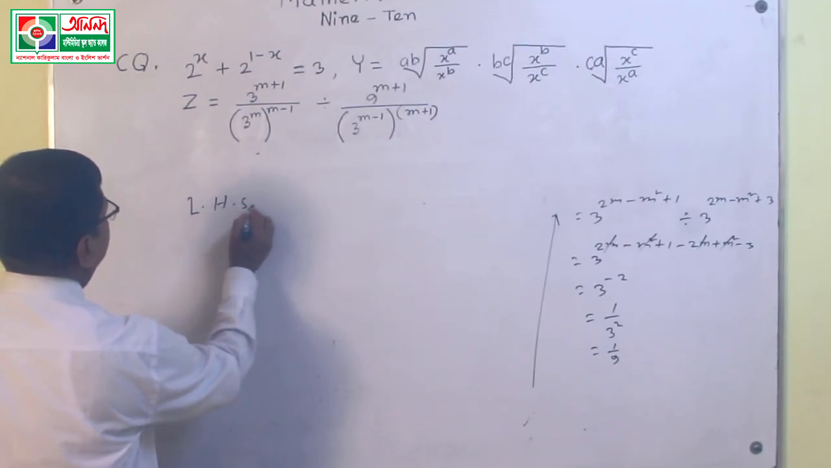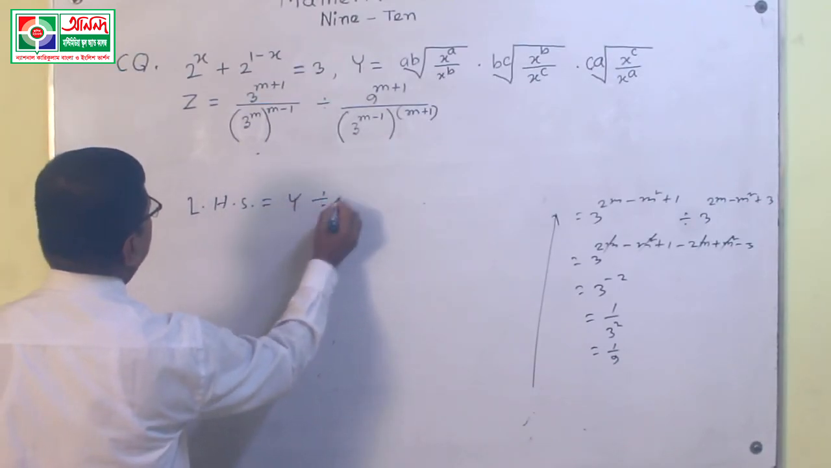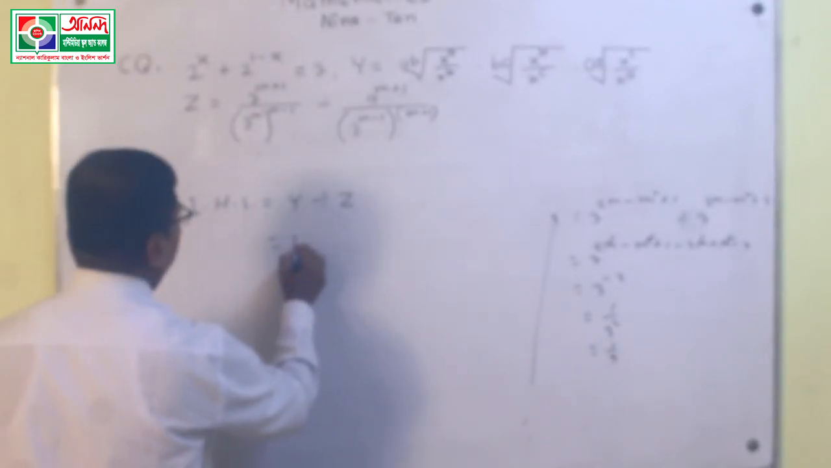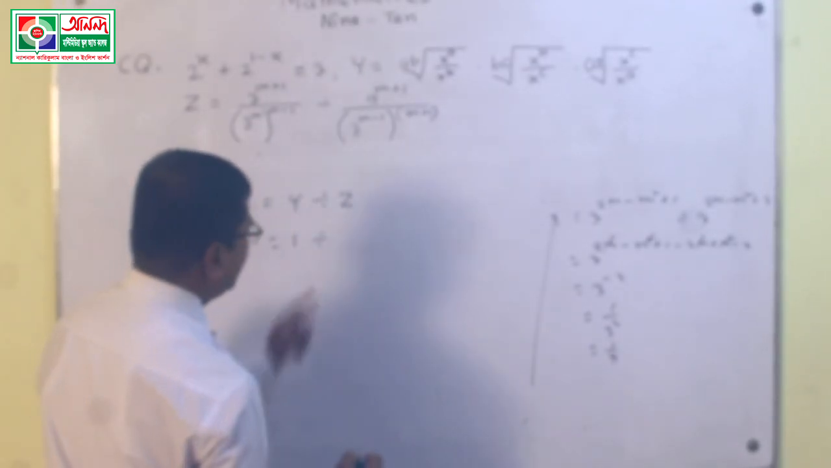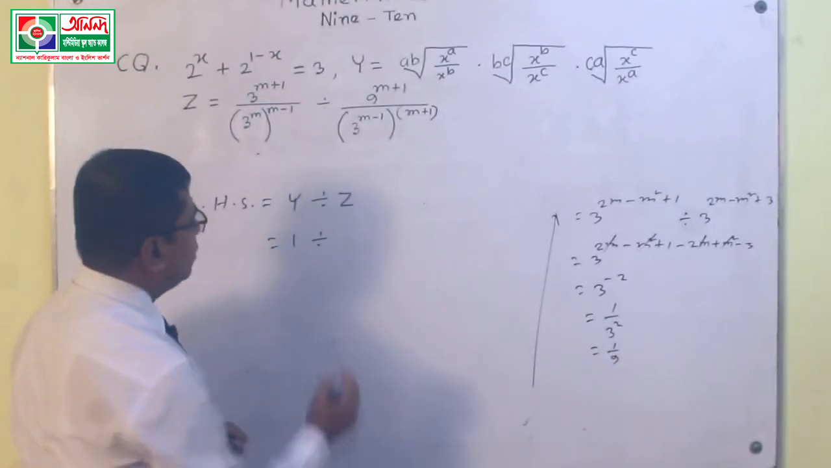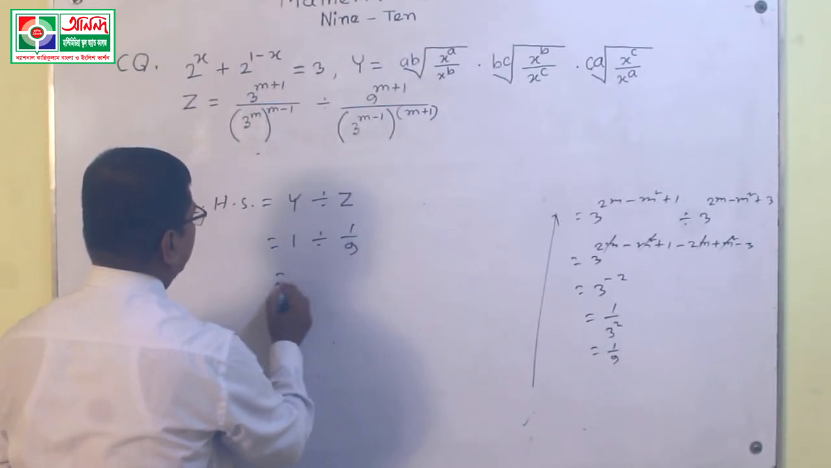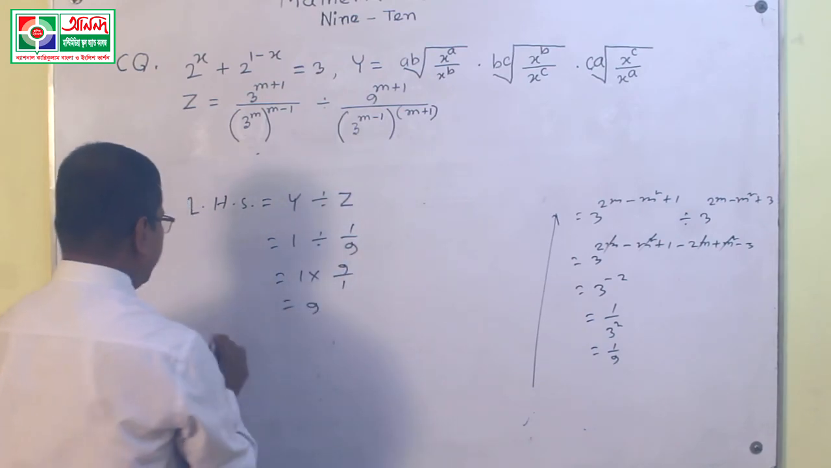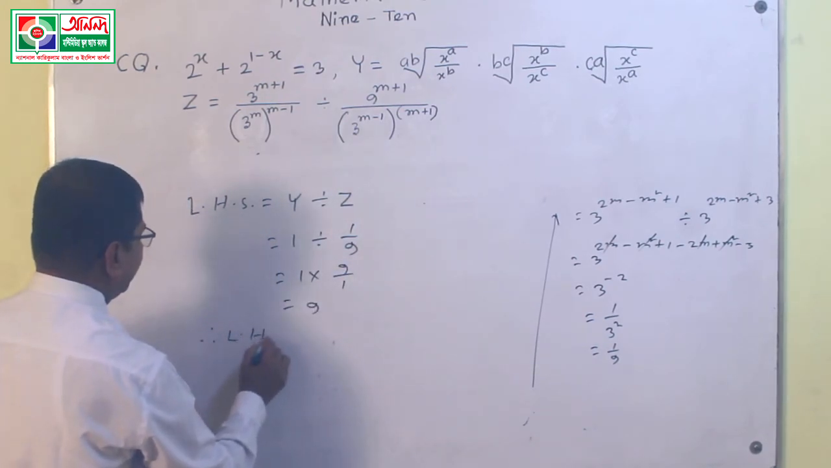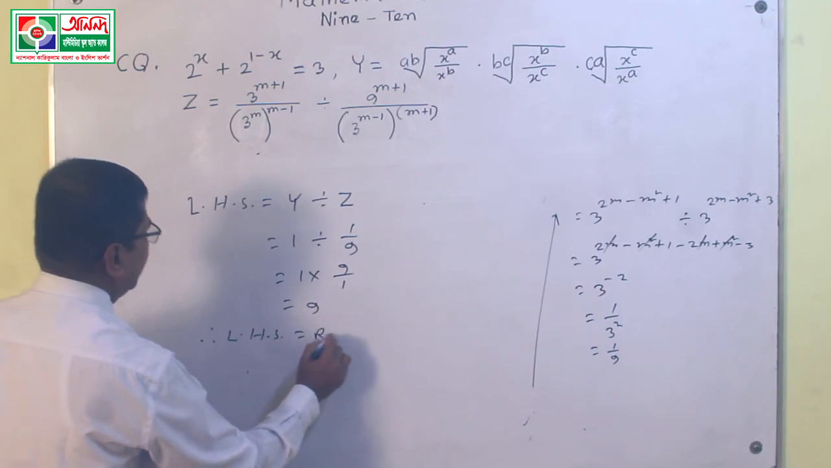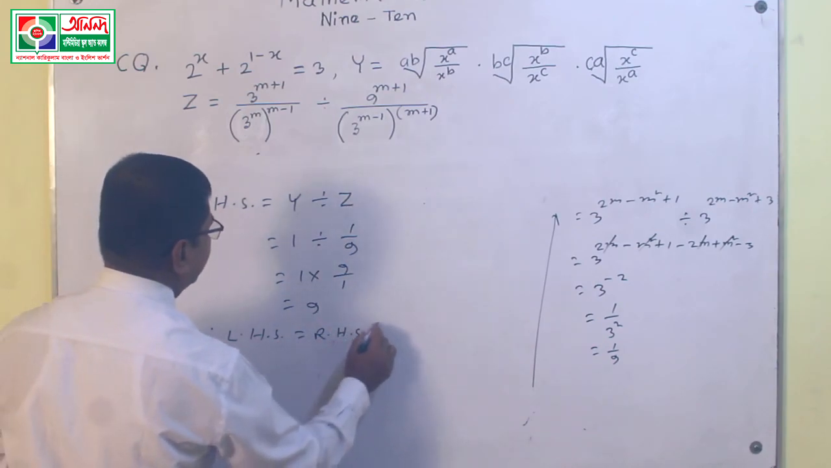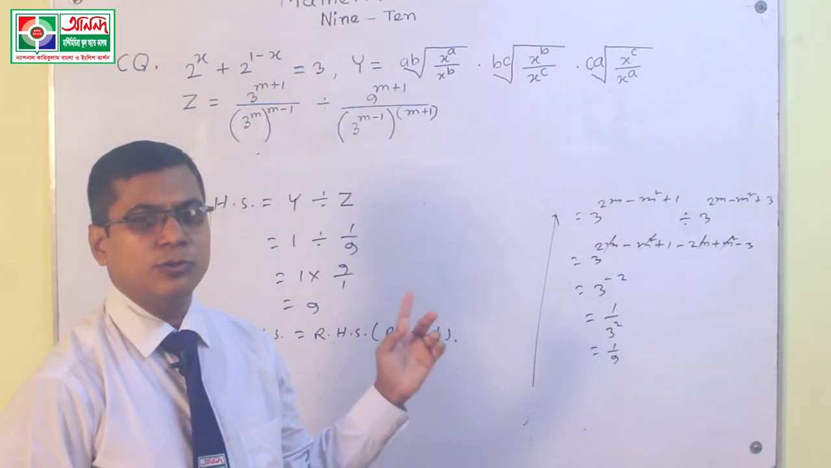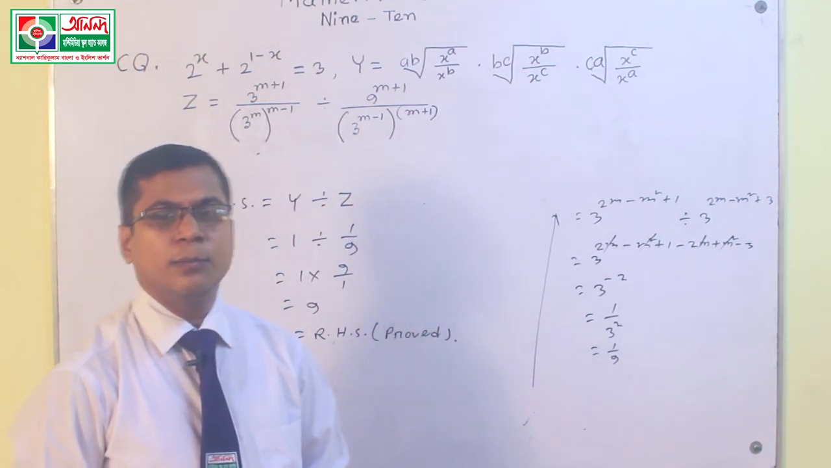Left hand side equal y bhag z. We know the value of y equal to 1 and bhag division, the value of z equal to 1 by 9. So you can write 1 multiply 9 by 1 is the 9. Therefore left hand side equal right hand side.